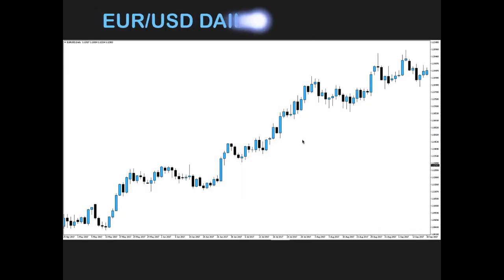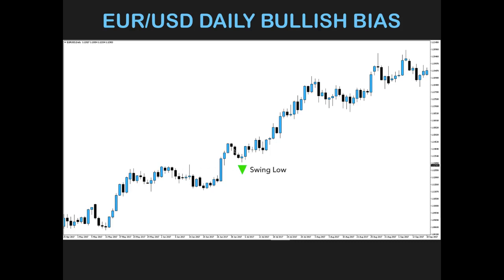Okay, now let's look at a daily bias. This is the euro dollar, where we're looking at a bullish bias on the daily, and just going to take a look at this swing low right here. And we're going to be a buyer on this candle right here.